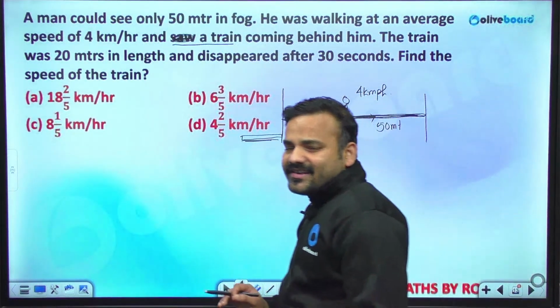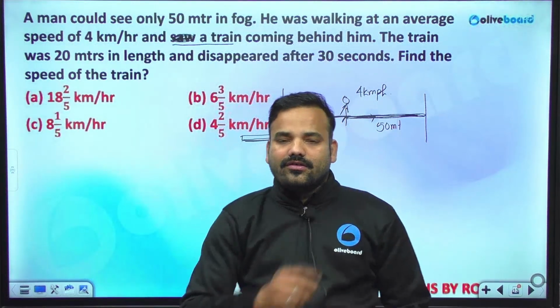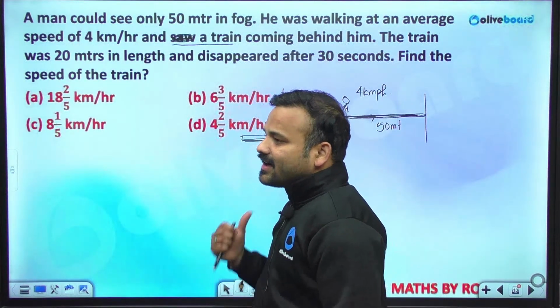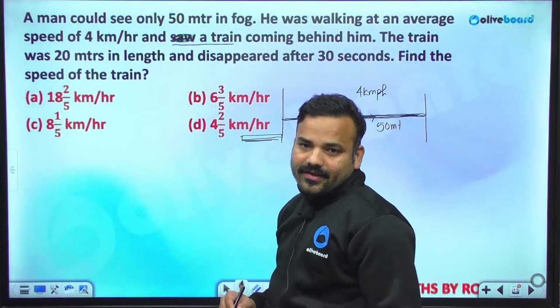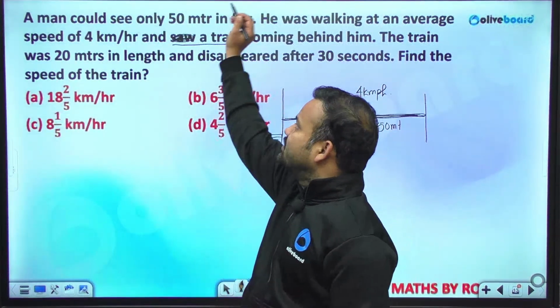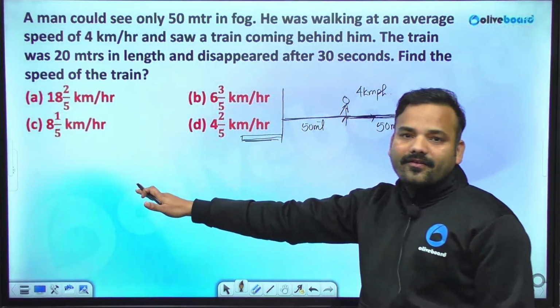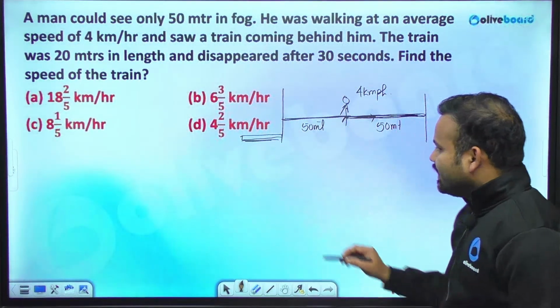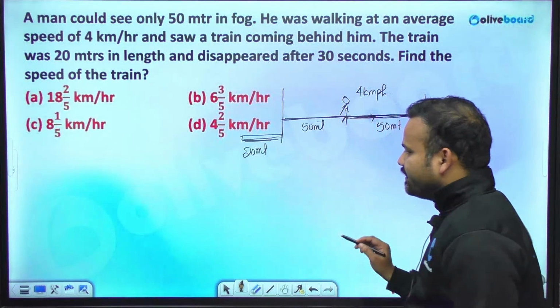I am traveling and I saw a train coming from behind. That means that particular train is just behind the fog. But if I am traveling and a train from behind crosses me, that means the train was just behind me. And if the term "saw" is mentioned, that means the train is just behind the fog. The length of the train is 20 meters. You need to find out the speed.